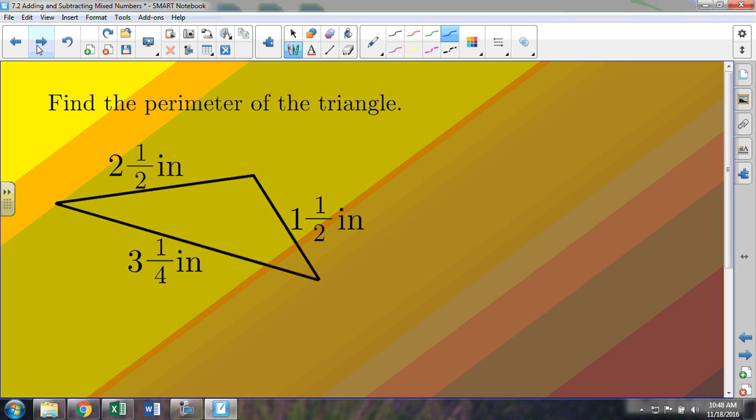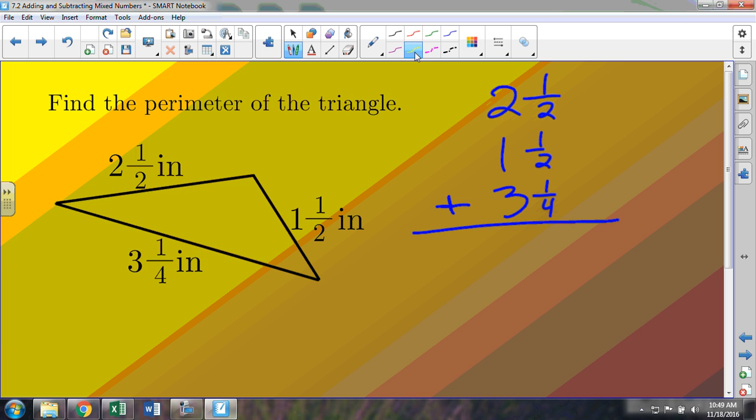The last problem for this video is to show you how this can be done in context. What is the perimeter for this triangle? Well, we know for perimeter, you have to add up all three of your sides. 2.5, 1.5, 3.25. And there are lots and lots of different ways that we could approach this particular problem. We know that we could convert them all to improper fractions and add them up that way. We know that we could get a common denominator for the 2's and the 4's and get to it that way.